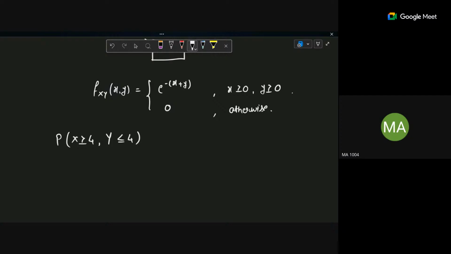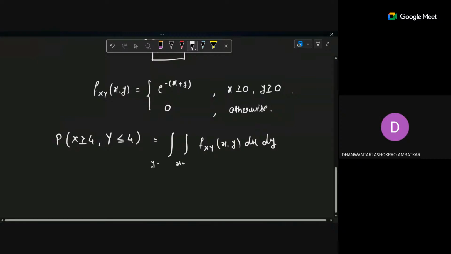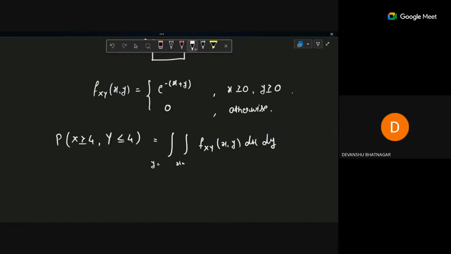At that time, this is nothing but the double integral of f(x,y) dx dy, right? That's for sure. But where will we have changes? In the limits. So what will be the limit for x and y? X will be 4 to infinity, and y will be 0 to 4, sorry, minus 4.